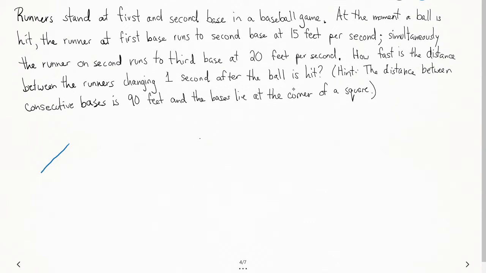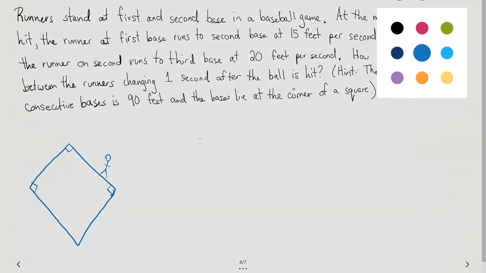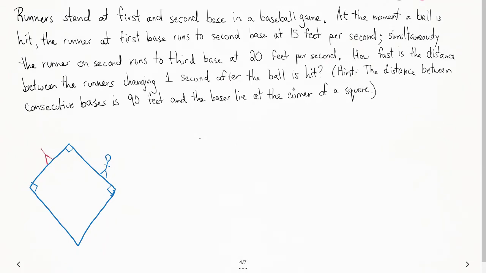So, bring up our little baseball diamond here. We have right angles everywhere around. You have this person on first base running this way, and this other person, drawn in red, runs to third base. They're running a little bit faster, so we'll put them out there. And what we want to do is look at this distance and see how it's changing.